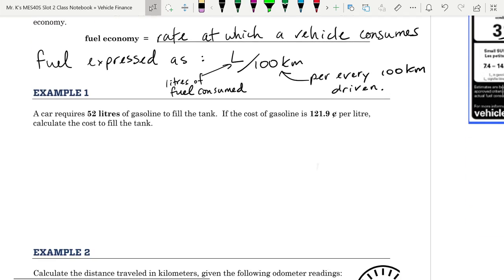Example 1. First of all, let's just figure out how to calculate how much a single tank of gas costs us. A car requires 52 liters of gas to fill the tank. The cost of gasoline is 121.9 cents per liter. Yeah, remember that the sign at the gas station isn't in dollars, right? What is it today? I think today it's 126.7 or 127.9. Is it 129.7? Okay, so let's say it's 129.7. That's a lot. So that is, of course, cents per every liter that you buy. Okay, so that's what it is. So this is actually a little cheaper than our gas is right now. But let's use this number.